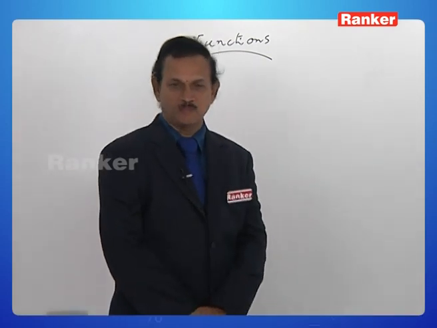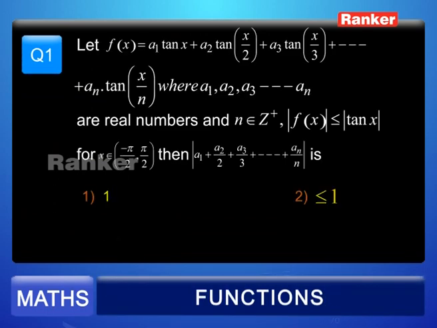We now solve some numerical problems in functions. Let us look at the question. Let f(x) = a1 tan x + a2 tan(x/2) + a3 tan(x/3) + and so on, up to an tan(x/n), where a1, a2, a3, ..., an are all real numbers and n is a natural number, with |f(x)| ≤ |tan x| for all x in the open interval (-π/2, π/2). Then what is |a1 + a2/2 + a3/3 + ... + an/n|? That is the question.